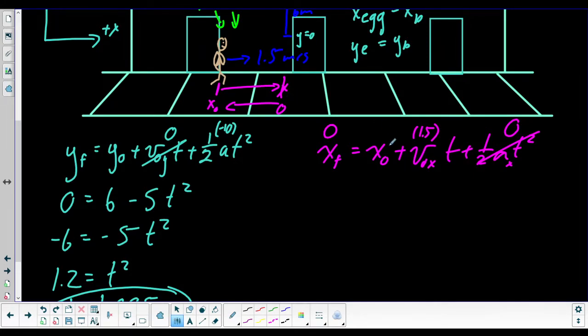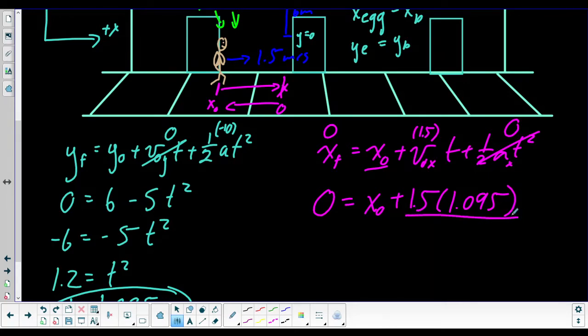So we're looking for this initial position. Let's go ahead and plug in our numbers. 0 equals x initial plus 1.5 times 1.095. So then we'll just multiply these, and then we will move them to the other side. So we get 0 equals x naught plus 1.643, rounding. Subtract that over.